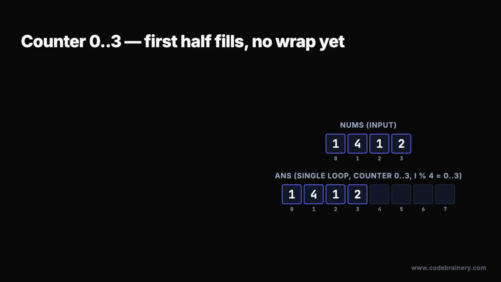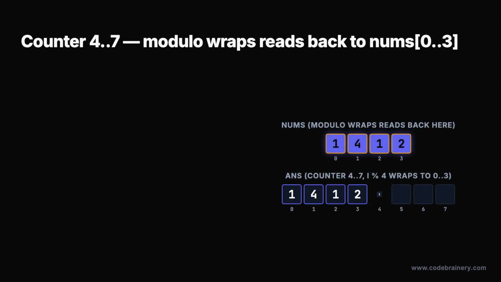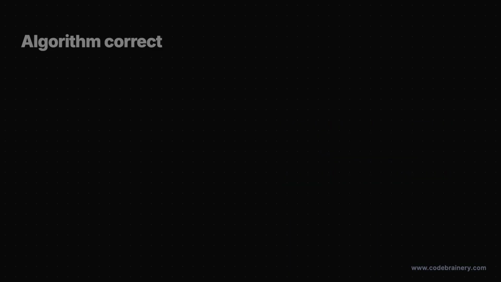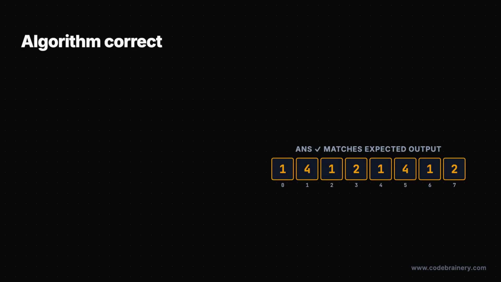First half filled. Counter 4. Remainder is 4 modulo 4, 0. Output 4 is input 0, back to 1. Counter 5. Remainder 1. Output 5 is 4. Counter 6. Remainder 2. Output 6 is 1. Counter 7. Remainder 3. Output 7 is 2. The remainder wrapped us back to the start. Final result. 1, 4, 1, 2, 1, 4, 1, 2. Identical to Part 1. One loop instead of 2.